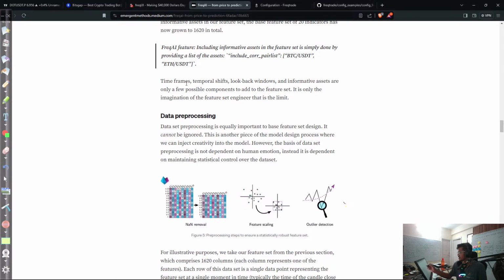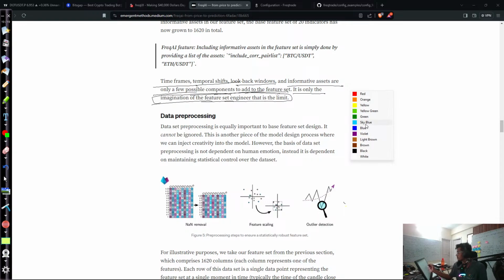Time series, time frames, temporal shifts, lookback windows, and informative assets are only a few possible components to add to the feature set. It is only the imagination of the feature set engineer that is the limit. See, that is very important. I want you to pay much attention to it. It is only the imagination of the feature set engineer that is the limit. Now that's why in this channel we're gonna do a lot of feature engineering. What is feature engineering? Feature engineering is just technical analysis. If you know technical analysis, you know feature engineering. Feature set engineering, related to trading.